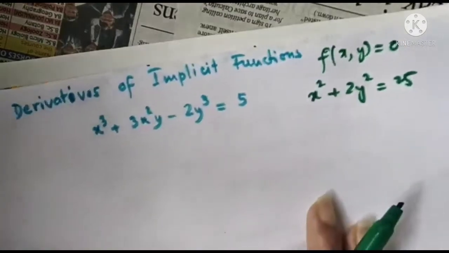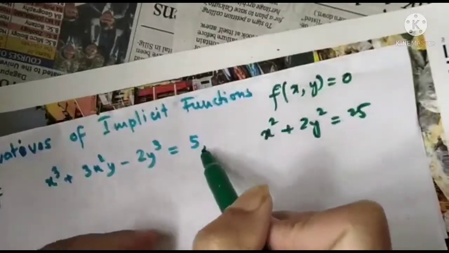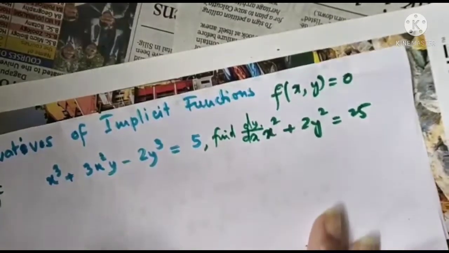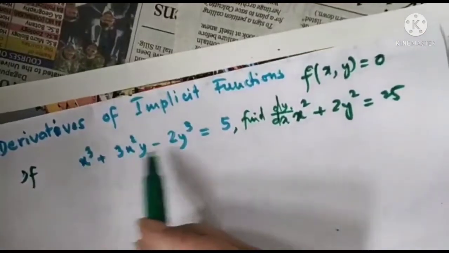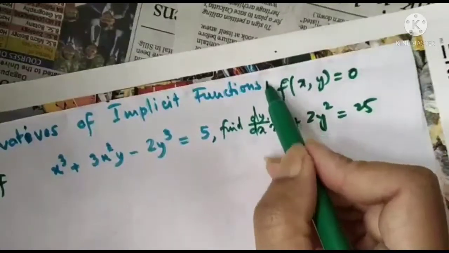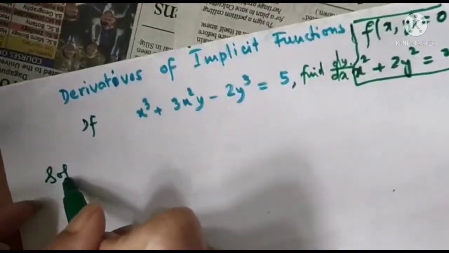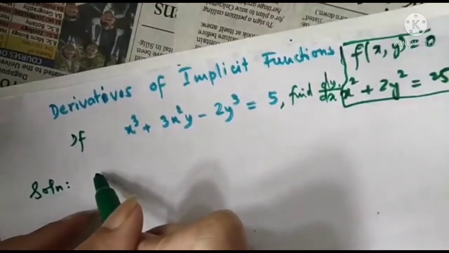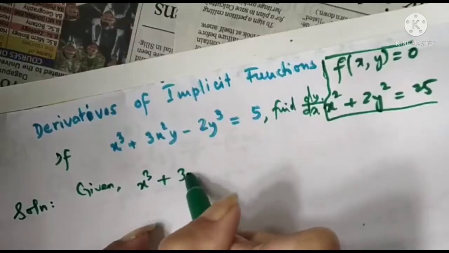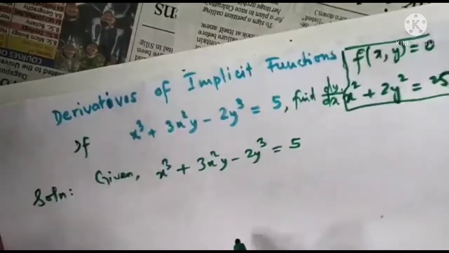Understood? Now suppose this is your question: if this is given, find dy by dx. This is your question. If this is the value given to you, find dy by dx. So how are you going to get the solution of this one? We will begin by writing given: x cube plus 3x square y minus 2y cube equals 5. This is given to me.